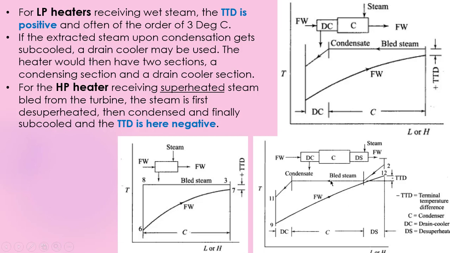but in the case of the HP heater, the extracted steam is superheated, then condensed and then subcooled. Here you can see the feed water temperature from inlet to outlet is this. The TTD is the saturation temperature of the steam minus the feed water outlet temperature. So you see that the TTD is negative.